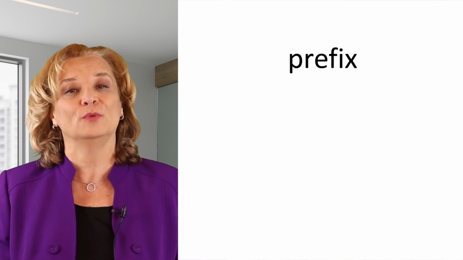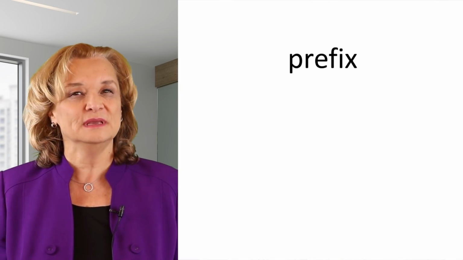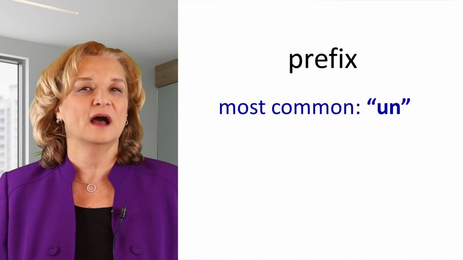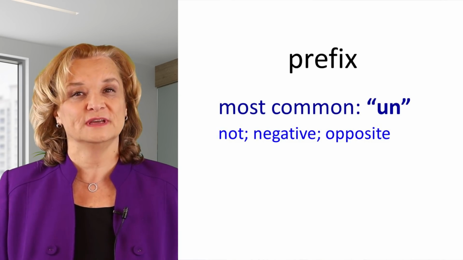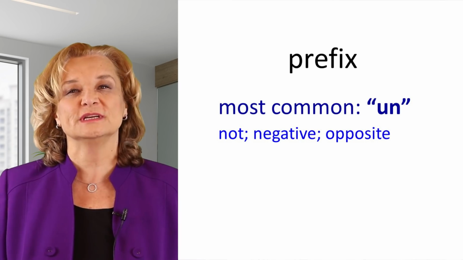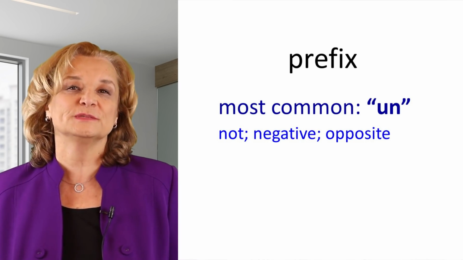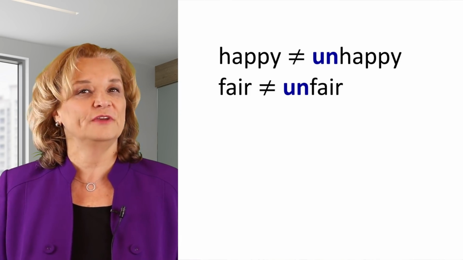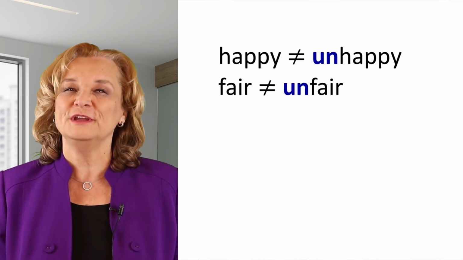You probably know what a prefix is. It's something that goes in front of a word. The most common prefix is un. Un is a prefix to mean not, or to express a negative, or to express the opposite. So we say happy, unhappy, fair, unfair. But prefixes are not always that simple. We have 10 different prefixes to express the meaning of not or of something negative.